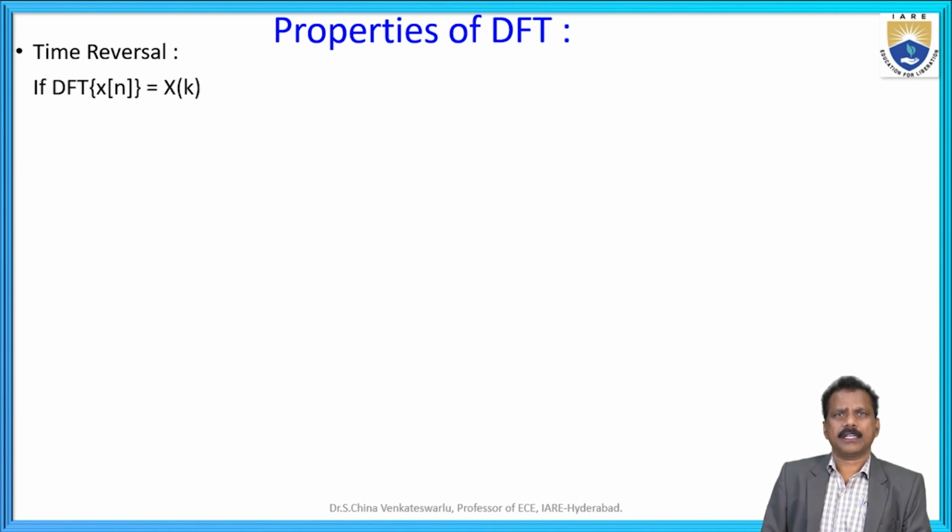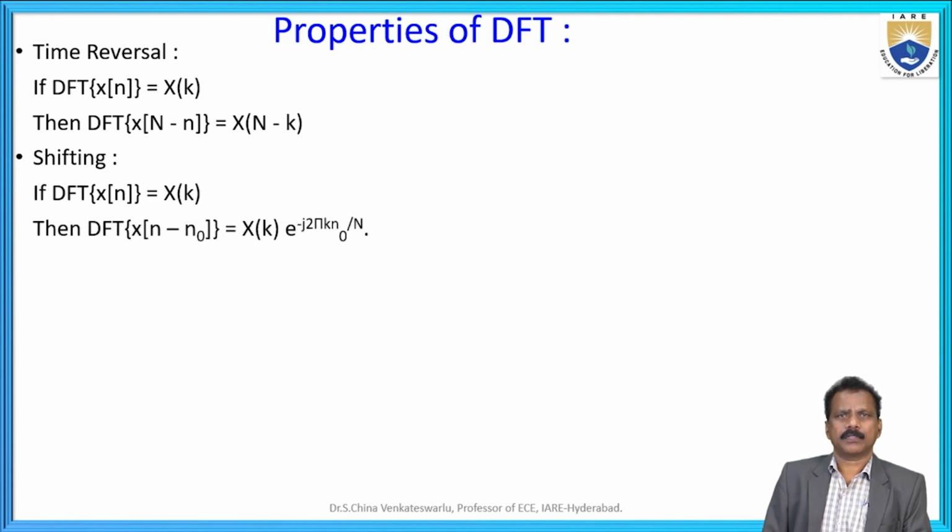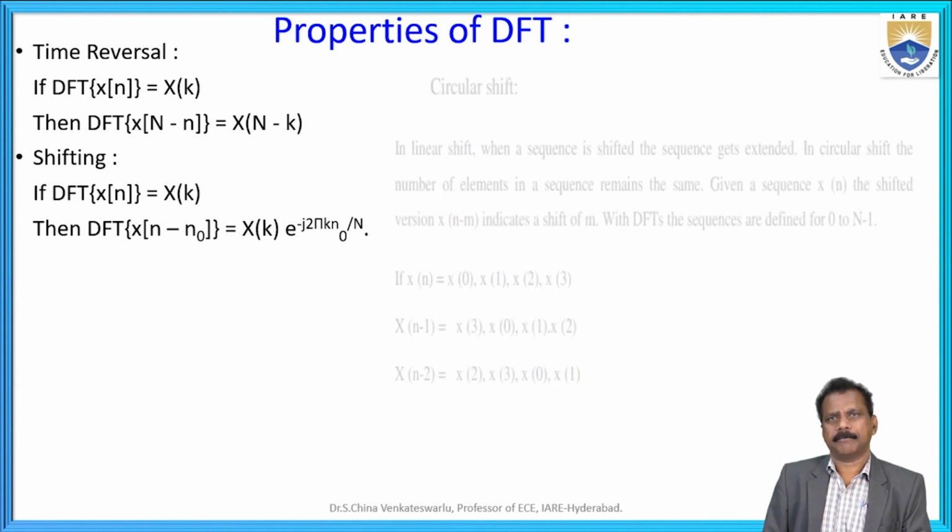If the discrete Fourier transform of x of n is equal to x of k, then the DFT of x of N minus n is equal to x of N minus k. The next property is shifting. If the discrete Fourier transform of x of n is equal to x of k, then the discrete Fourier transform of x of n minus n naught is equal to x of k into e power minus j 2 pi k n naught by capital N.